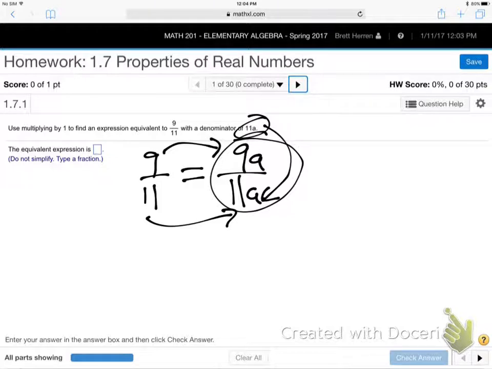Well, they specifically don't want me to reduce it. They want me to make it the way it is and leave it. Does that make any sense, what I'm doing there? So this is the equivalent expression, 9a over 11a. They're basically saying, hey, we changed the bottom from 11 to 11a, change the top in the same way. So I did. They're just making sure you're comfortable with doing something to the top and the bottom of a fraction, is all it is.